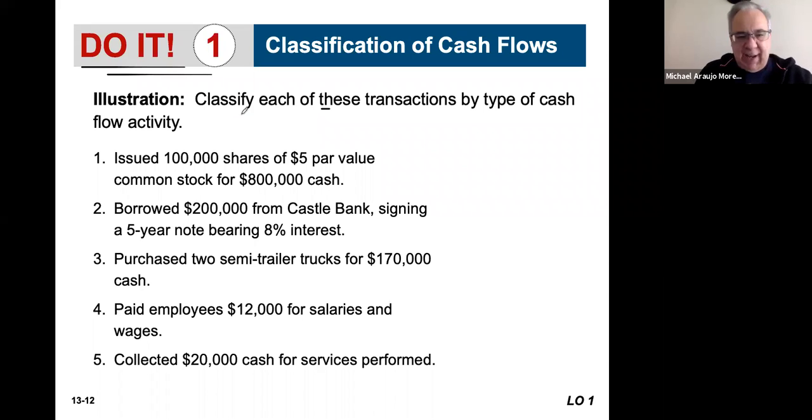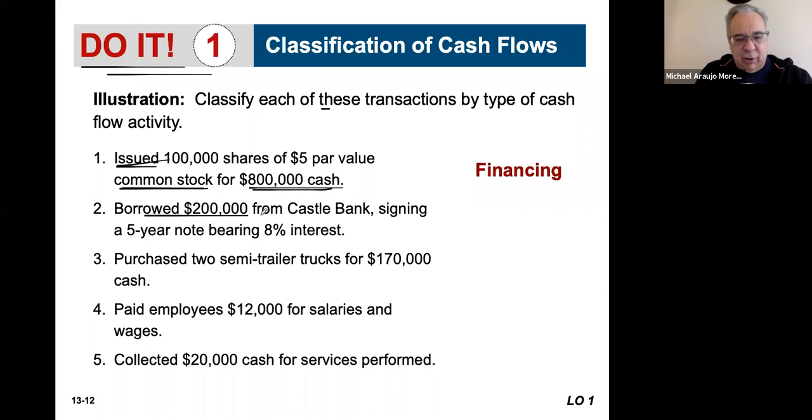Again, look at the account that's being affected. So here, they issued shares of common stock. When you issue, you sell. They issued shares of common stock for $800,000 of cash. This cash is coming in because they issued shares. Common stock is a stockholders' equity account. So this is going to be a financing activity, okay, because it affects common stock. Cash is coming in from selling common stock, financing activity.